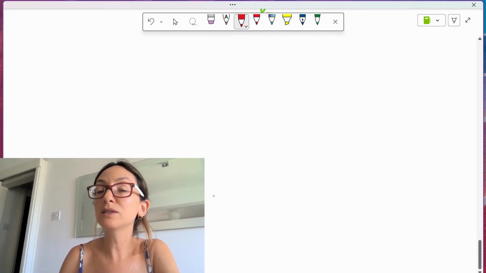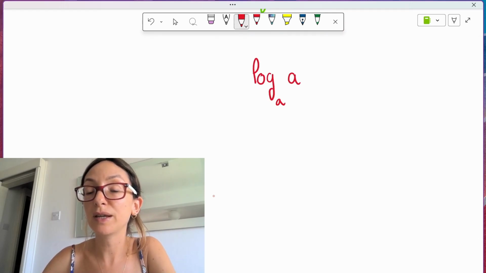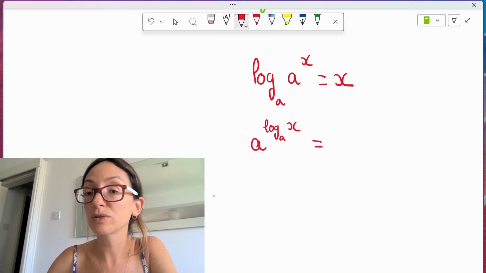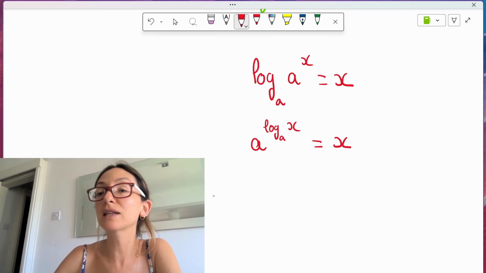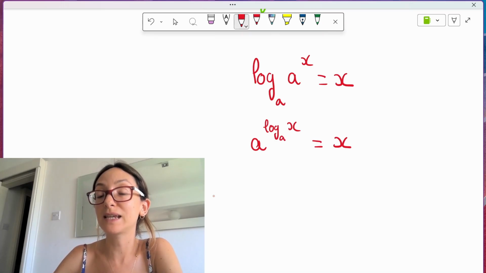So when we say that these two operations are inverses, that means that log base a of a to the power of x is going to give us x, and also a to the power of log base a of x is also going to give us x. It means they cancel one another, of course, given that they both have the same base.